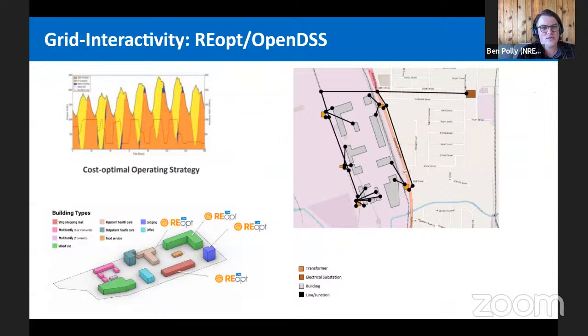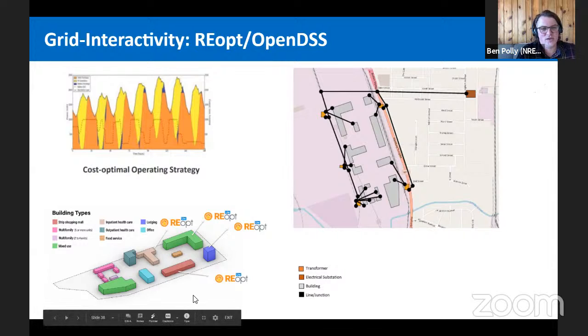And REopt is a tool that's developed at NREL that takes in a load profile. So basically, it gets load profiles from URBANopt, either at an individual building level, which is shown in the bottom left figure, or in aggregate across a whole district. It takes in a load profile, and then it does a techno-economic optimization where it looks at the different ways that it can meet that load profile.